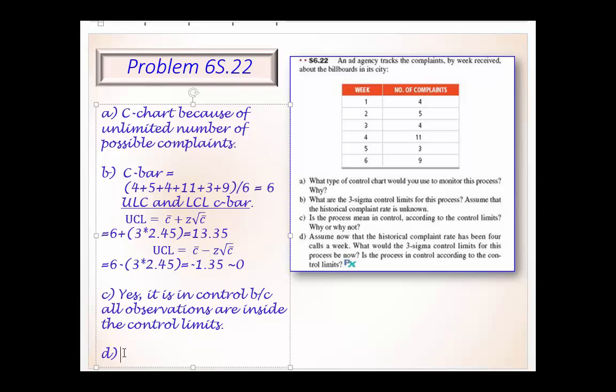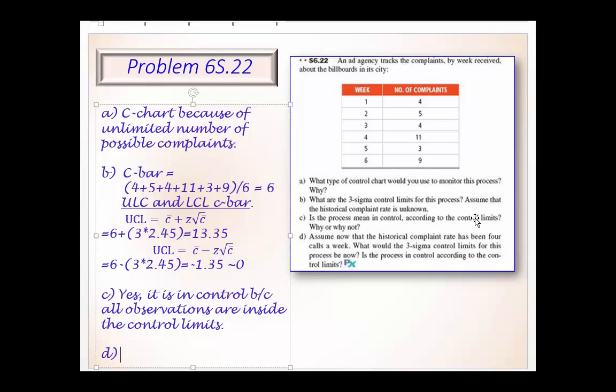Now for part D it asks us, assume now that the historical rate has been 4 calls a week. What would the 3 sigma control limits be for this process? And is this in control? All right, so now they're saying, okay, instead of 6 being C bar, now C bar is 4. And so they want to know if this would be in control.